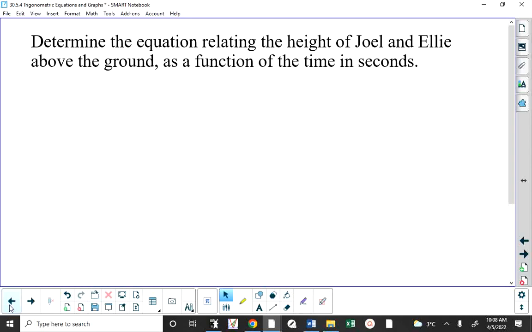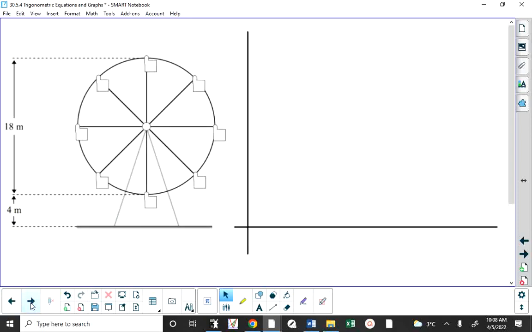So what I've done is I've added a graph to the right of it, and that's what you should do. What we can do is put an x-axis that is level with the ground so that our graph is going to be showing height above the ground. In other words, by setting up a graph this way, this value becomes 0. Right? And that's 0 meters above the ground. This will be our time, and this will be 0 seconds. So this graph is going to be showing Joel and Ellie's height starting at 0 seconds.